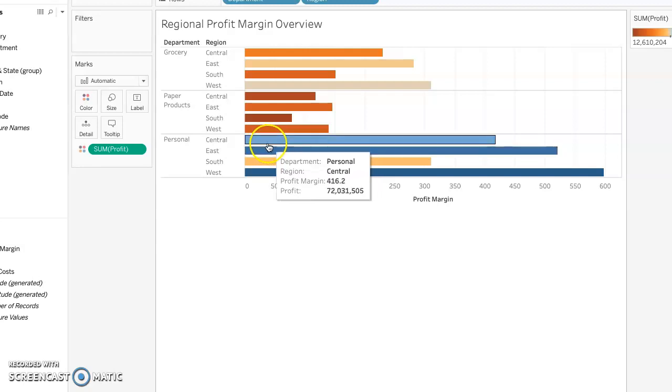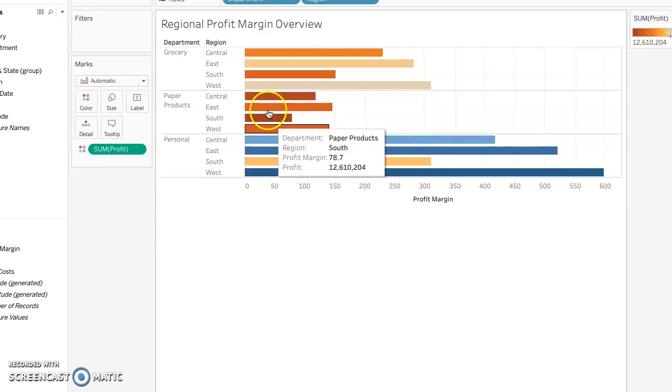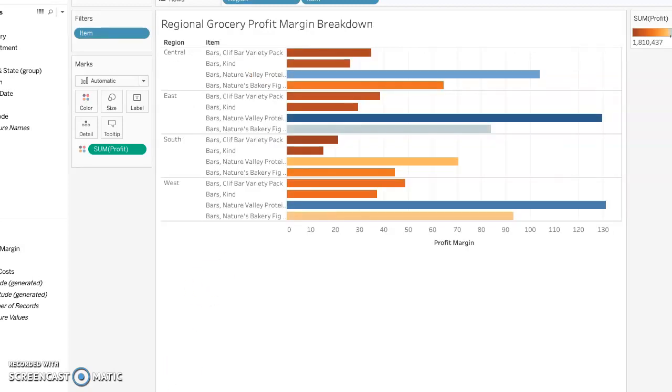Personal department was performing significantly better than paper products, but I couldn't really tell why, and I will get into that more on a later slide. But this sheet was basically just the basis for the rest of the profit margin sheets, basically an overview. So from here, I decided to break it down by department.